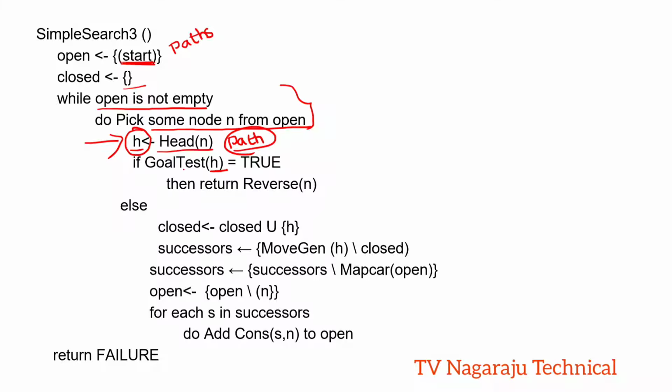the head node. If head is equal to the goal node, it returns true. Otherwise, return reverse of n. Now the question is, why do we need to reverse? Observe, always we are building the path in the backward direction.